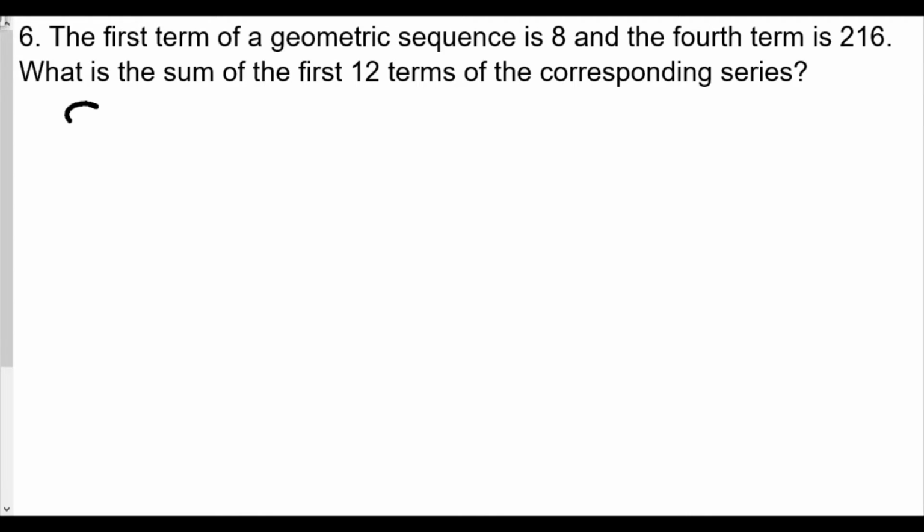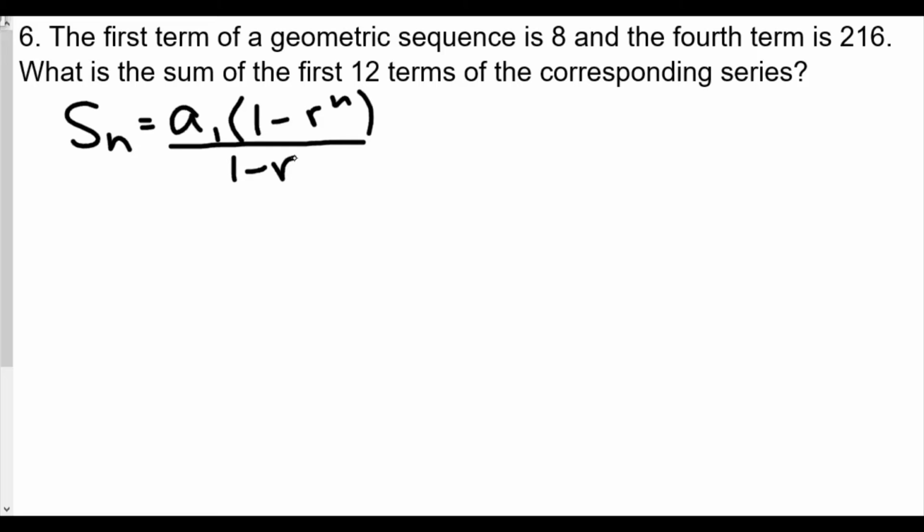Well, the sum for a geometric series is going to be a different formula from the arithmetic. It's S of n equals a1, the first term, times 1 minus r raised to the nth power, r being the common ratio and n the number of terms, all over 1 minus r. Now, we need to know a1, the common ratio, and the n value. We do know the first term is 8, so we have that down. We do know we want the first 12 terms, so n is 12. It's the r value we're not sure about.